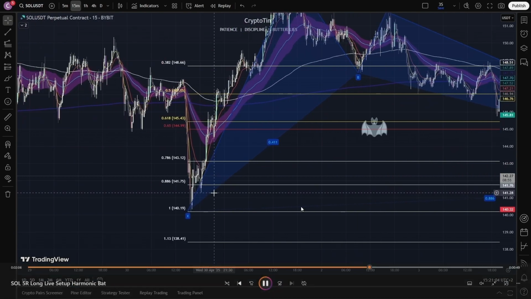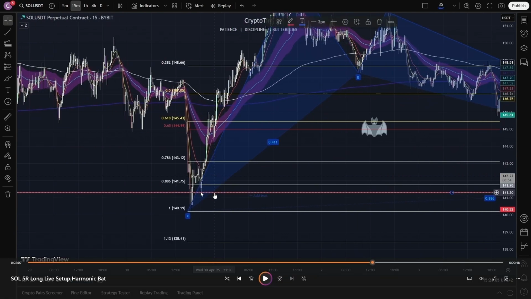Stop loss wise, as we know, there's no vector, so what's standing out here is these two wicks. They might be willing to sweep these wicks right here. So I need to be sure my stop loss is definitely below these two wicks. Price can find some support there as well. So I definitely want my stop loss below these two wicks.